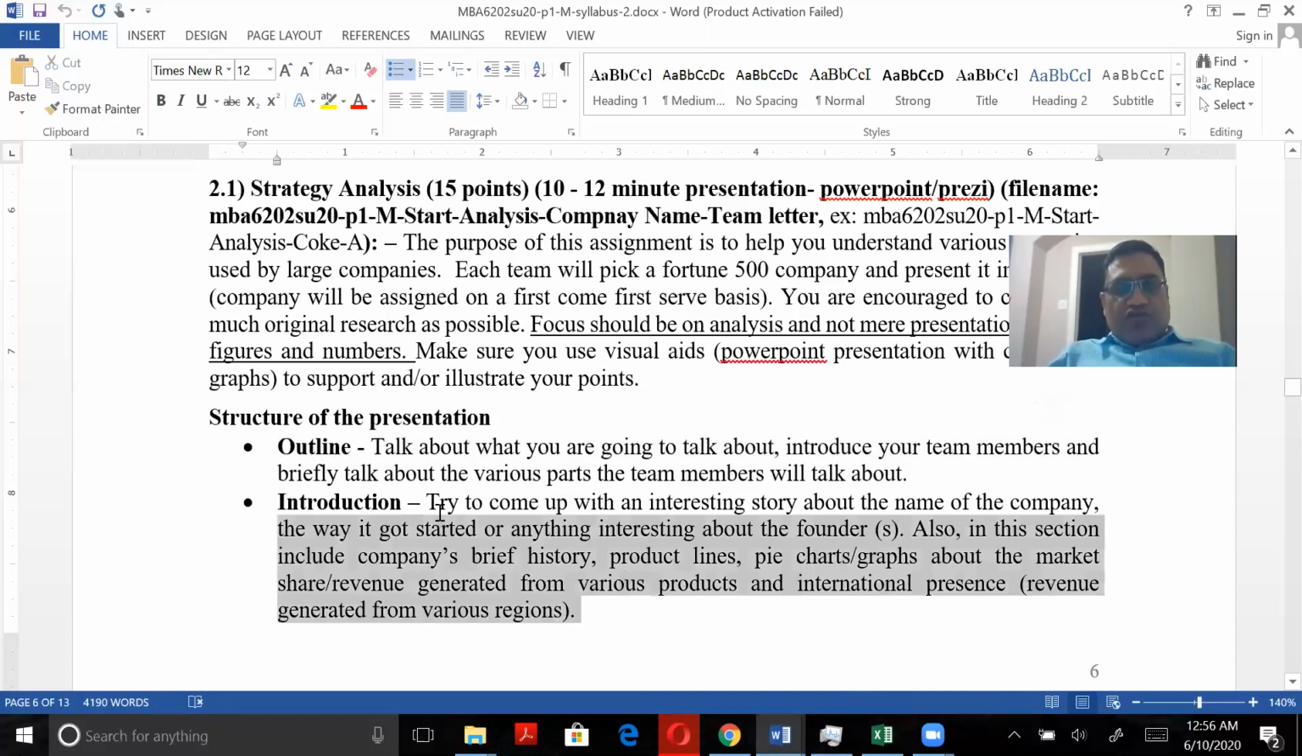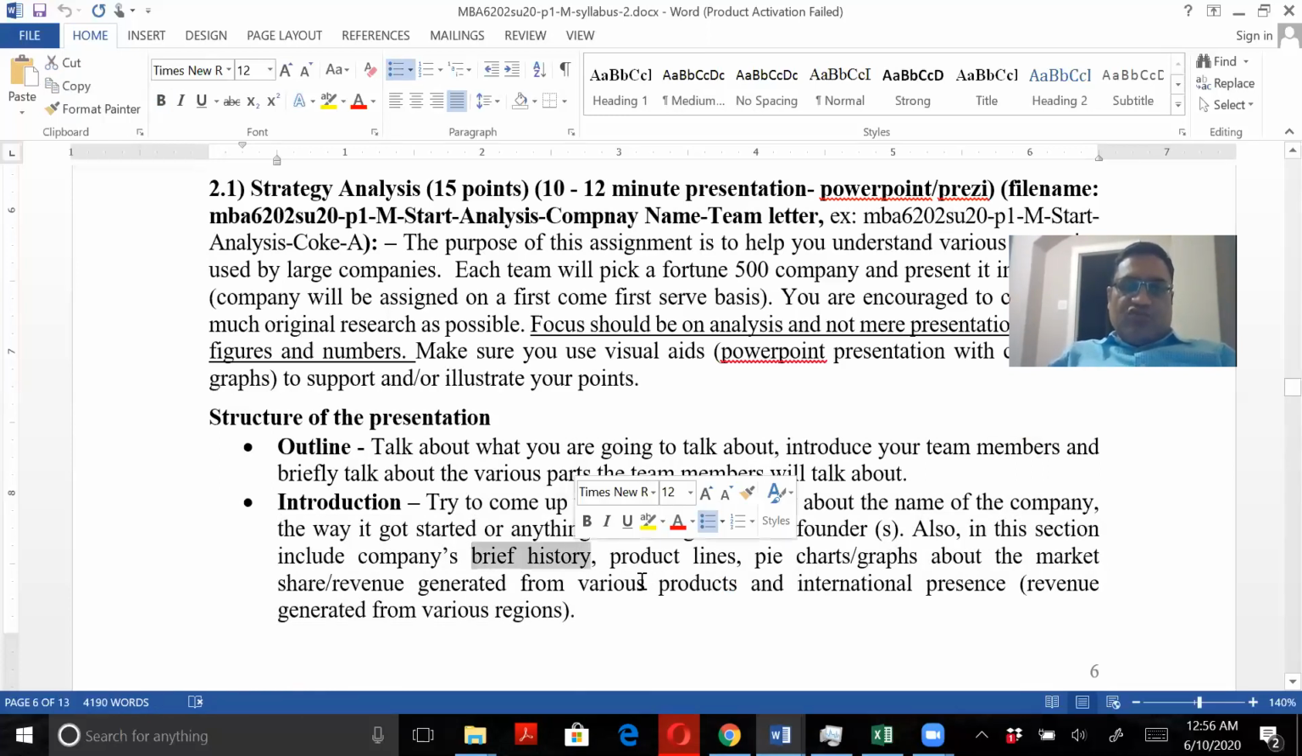And for the introduction, you will introduce your company. So let's say it is Walmart. How did it get started? When did it get started? And how does it make money? So it's a brief history of the company. You include a chart that says it started in such and such year. Originally it was called this, and then they moved on or did something else. So you're talking about the history.